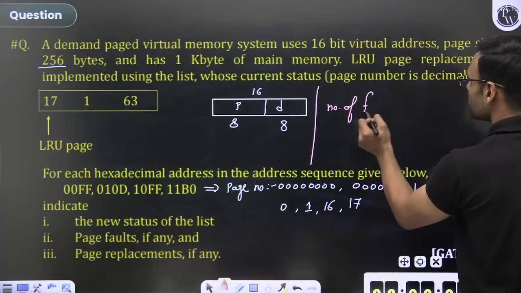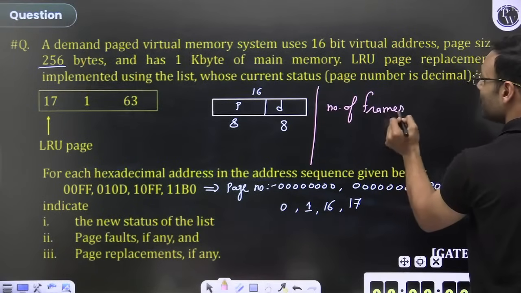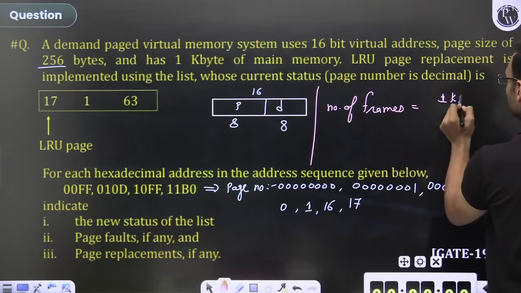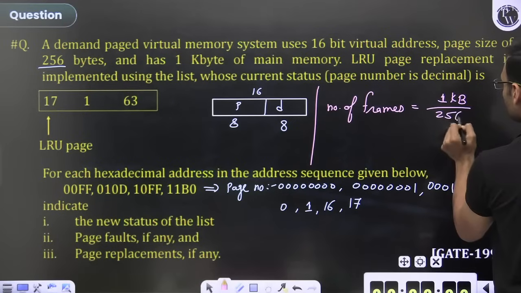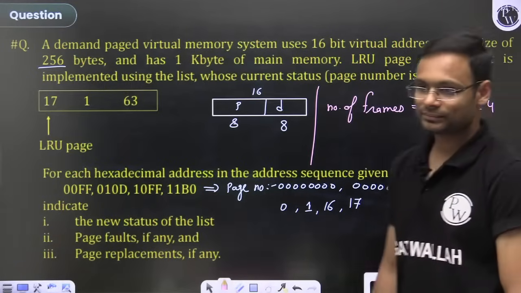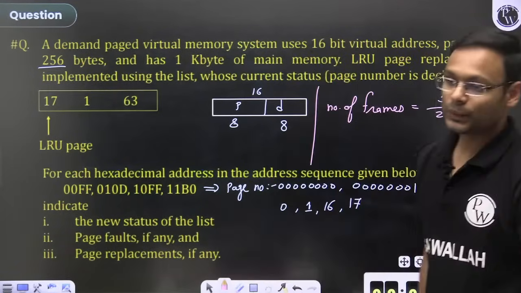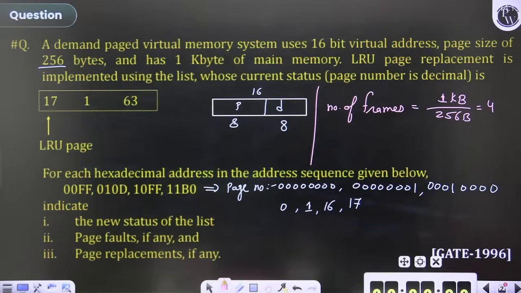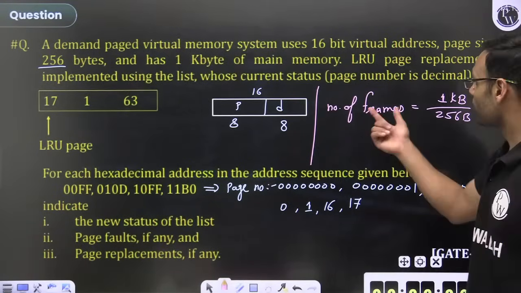I'll have to calculate the number of frames: main memory size 1 kilobyte divided by page size 256 byte. Answer is 4 pages. 4 pages we can store in the main memory right now. Why? Just because we are having number of frames 4.